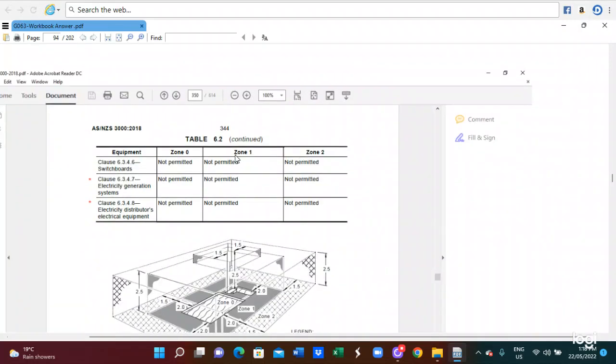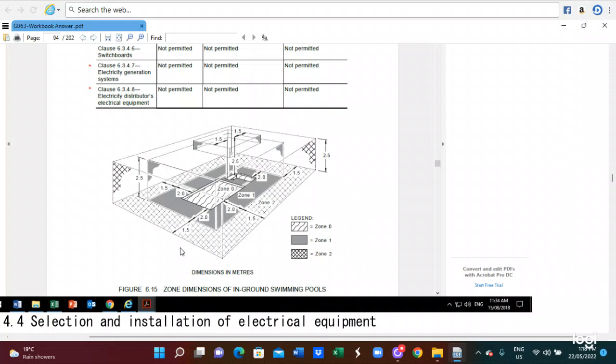And also for table 6x2, you can see figure 6x15 of the AS3000 2016 edition. You can see that this is the diagram of the zones. So why is it zone 0, zone 1, zone 2, you can read in this diagram.